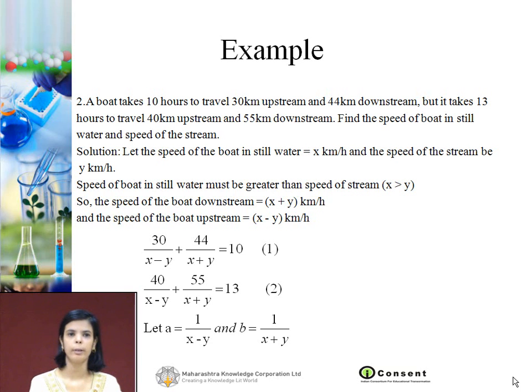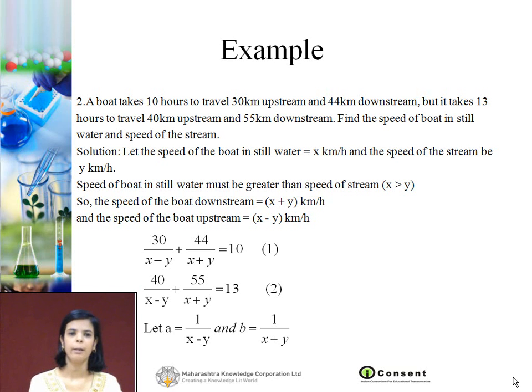Find the speed of the boat in still water and speed of the stream. Solution: let the speed of the boat in still water be x km per hour and speed of the stream be y km per hour. Speed of the boat in still water must be greater than speed of the stream, that is x is greater than y. So the speed of the boat downstream is equal to x plus y kilometer per hour and speed of the boat upstream is equal to x minus y kilometer per hour.